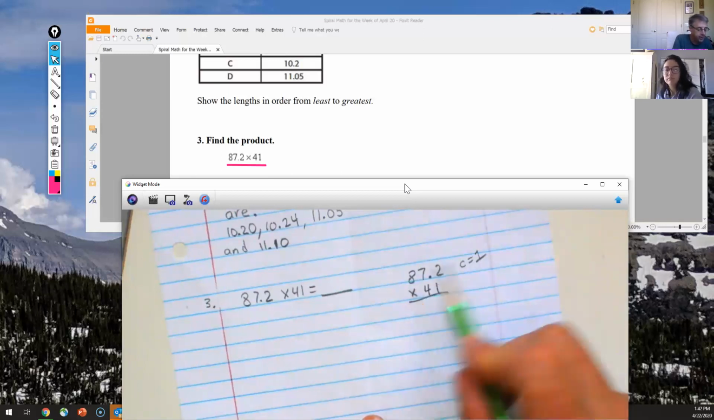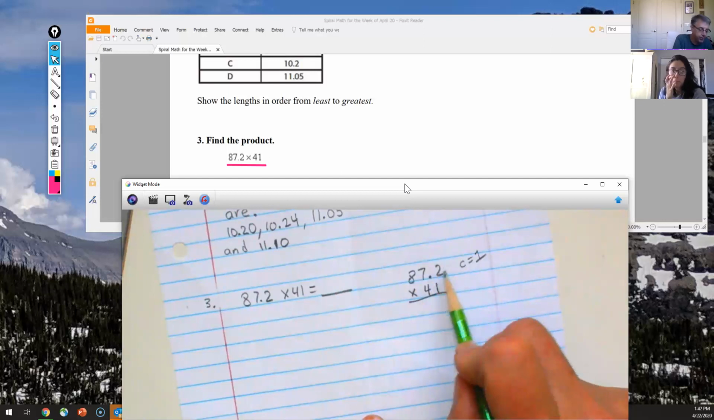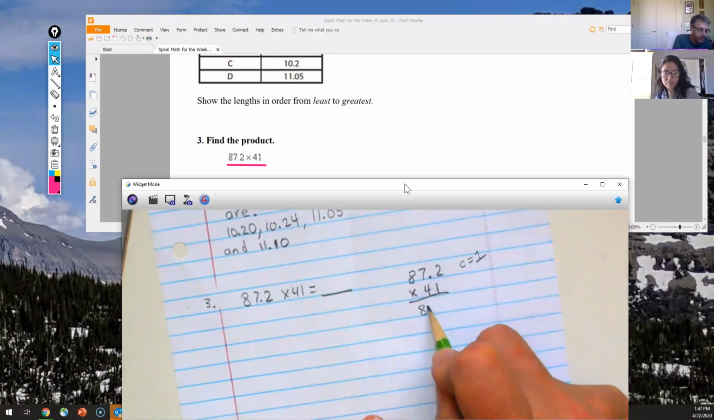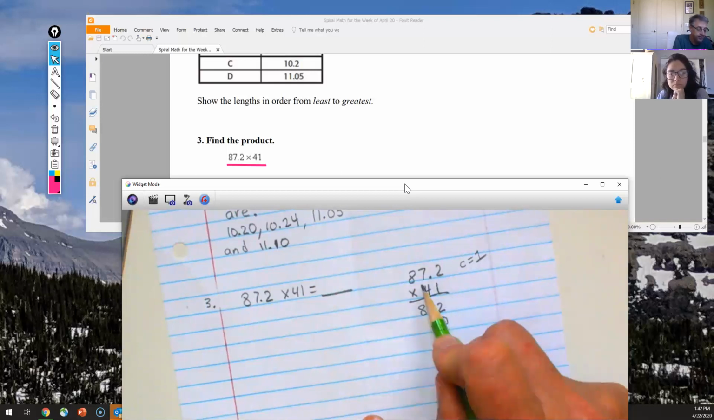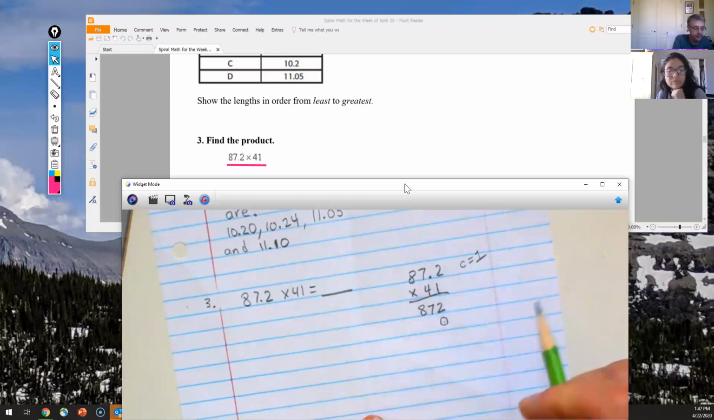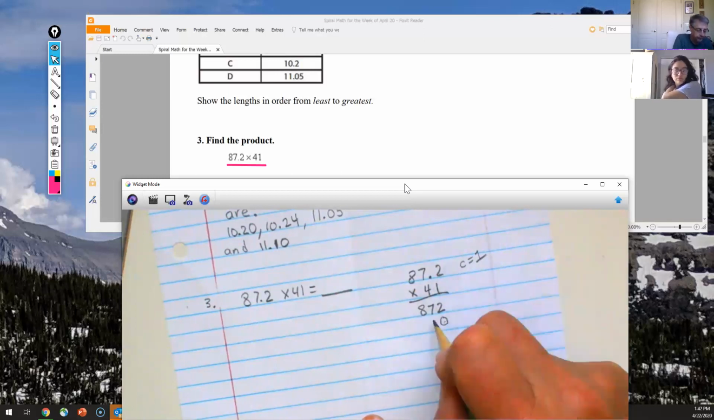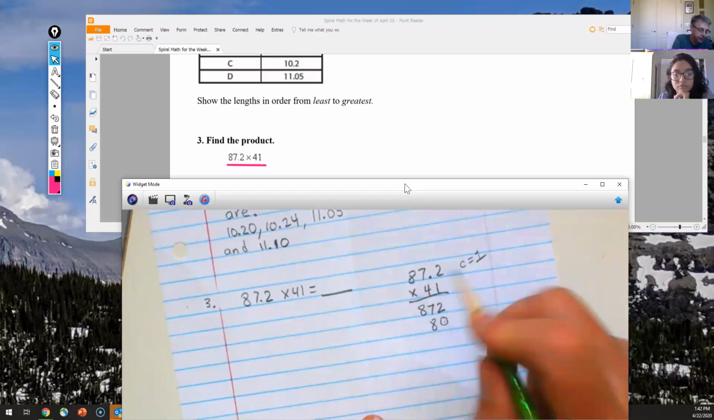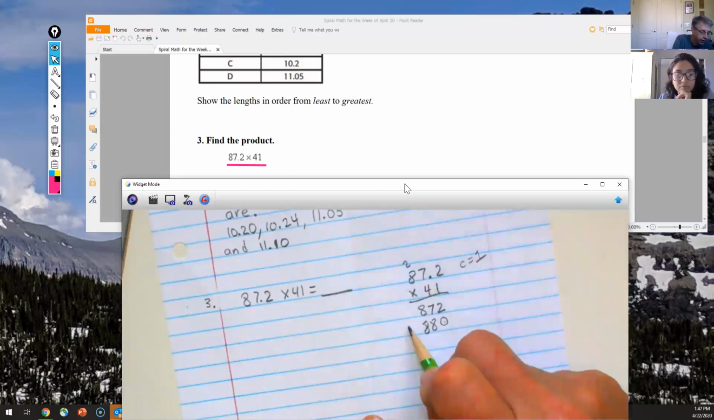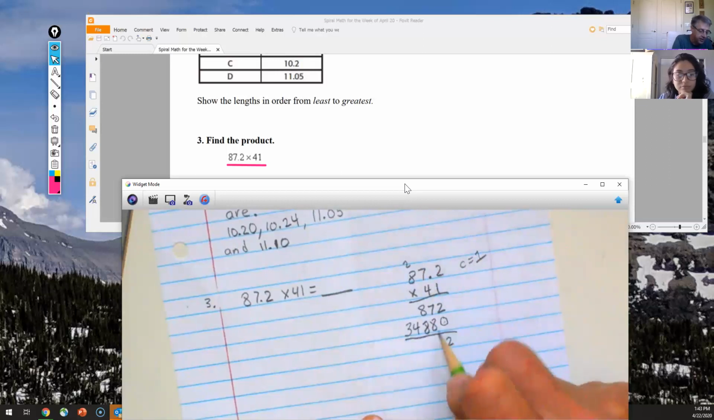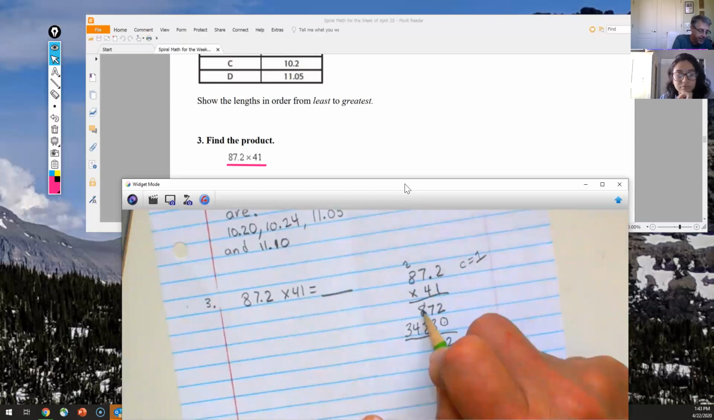872. I don't even have to pretend the decimal's there, just 872 times 1 is 872. Then I'll put a 0 underneath the ones place, and then go 872 times 4. I'm pretending like the decimal's not even there when I multiply. So 2 times 4 is 8. I don't have to carry anything. 7 times 4 is 28. I do have to carry a 2 now. 8 times 4 is 32, plus 2 more is 34. Now I'm going to add them up. 2, 7 plus 8 is 15. Carry the 1. 9 plus 8 is 17. Carry the 1. 1 plus 4 is 5. Don't carry anything now, and I have 3.